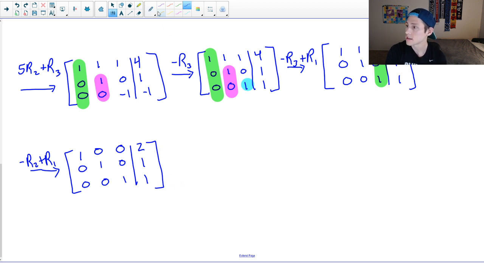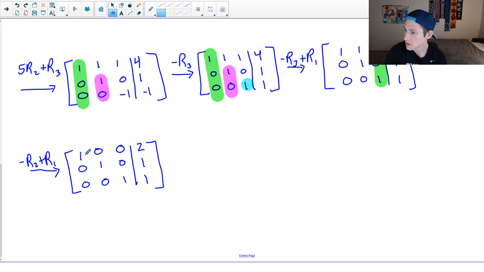All right, and take a look here. This is now in reduced row echelon form, right? It's 1s along the main diagonal, zeros everywhere else on this side, and then we have our values on the right side of the bar. And so what this means is we now just know our answers.